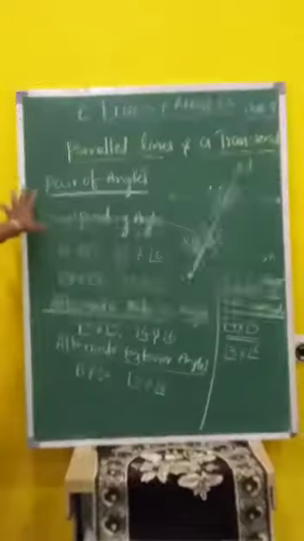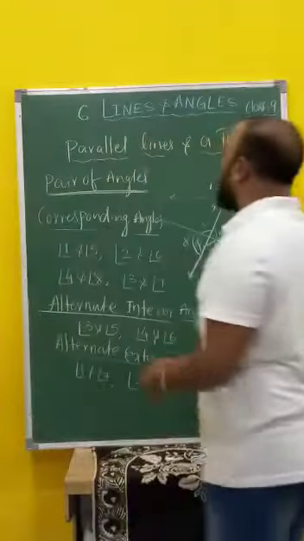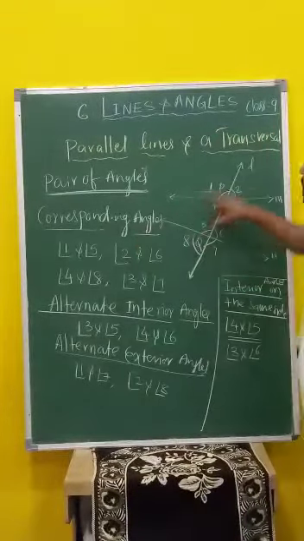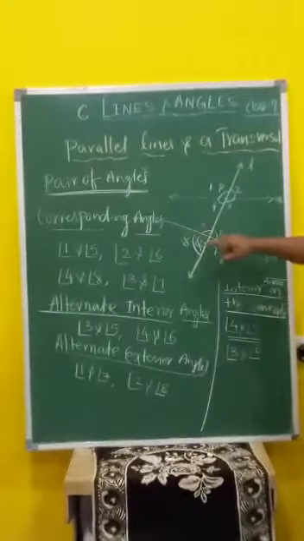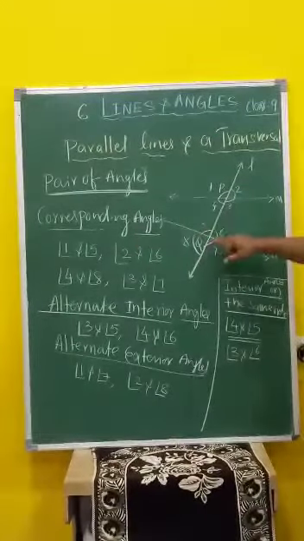I'll repeat again. First, corresponding angles: 1 and 5, then 2 and 6, next 4 and 8, and angle 3 and angle 7. Next, alternate interior angles, inside: angle 3 and angle 5, next angle 4 and angle 6. Next, alternate exterior angles, outside: angle 1 and angle 7, next angle 2 and angle 8.